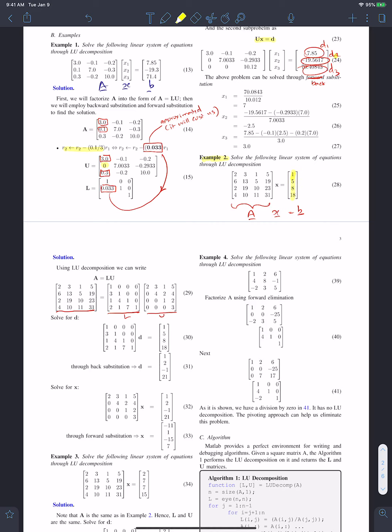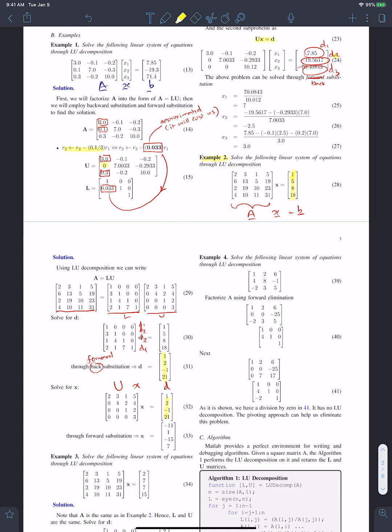This is B. So through that, again, that is not back. We will do this forward, because we will get D1 first, D2 second, D3, D4, right? So that's forward substitution, and you will get this for D, and then you will solve for U times X is equal to D.